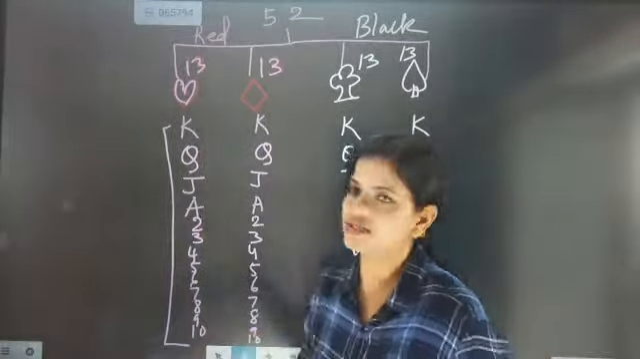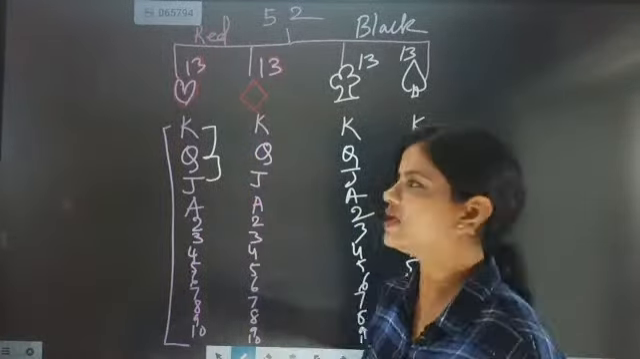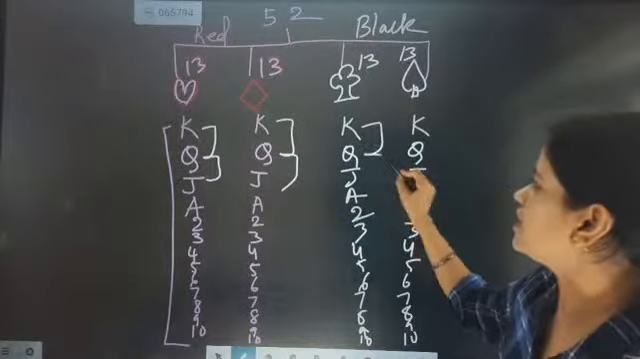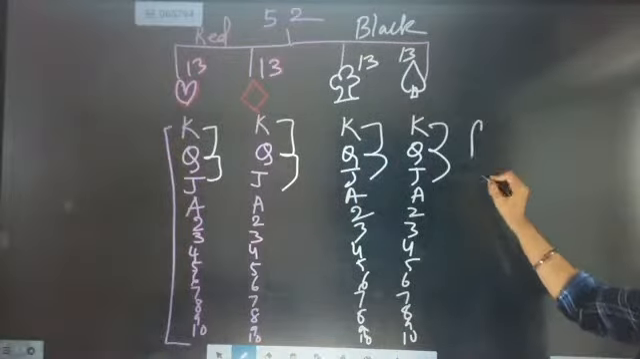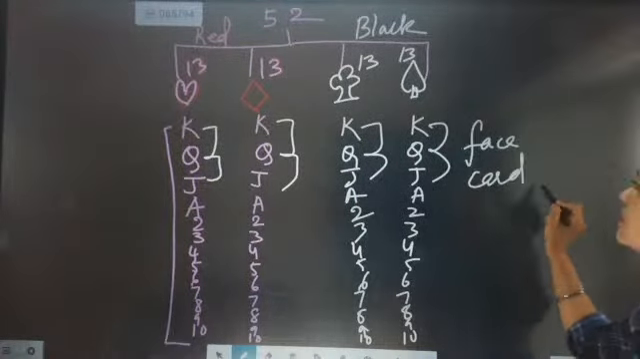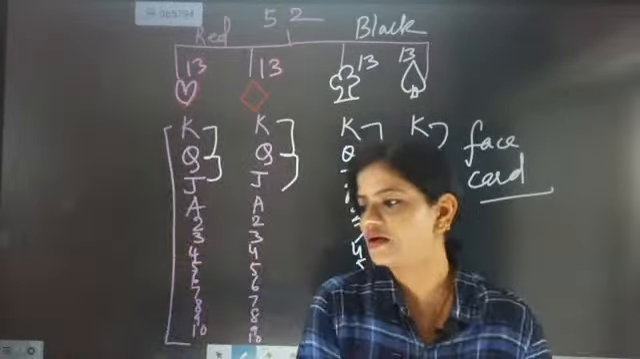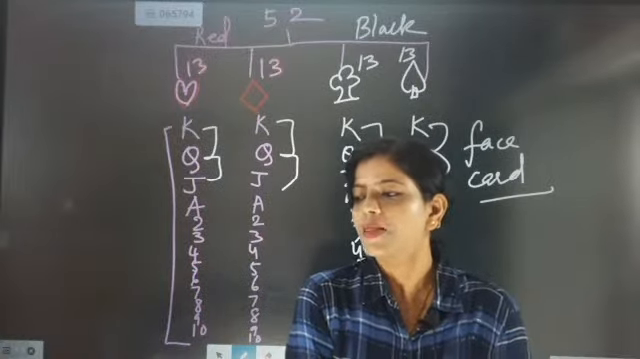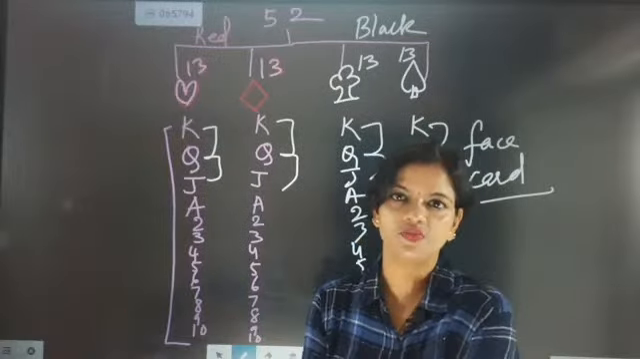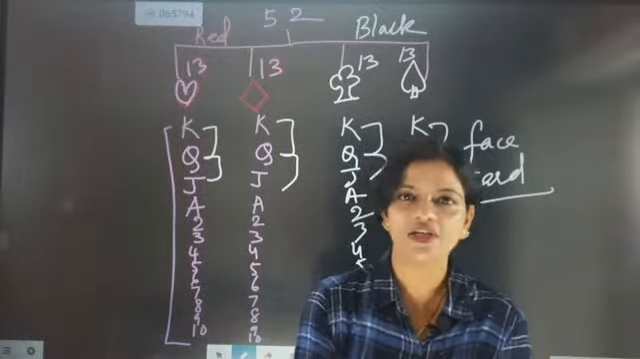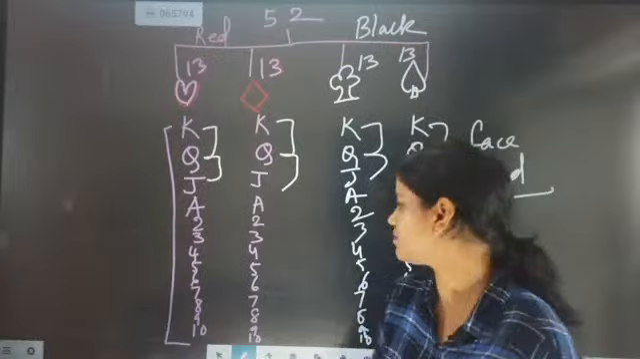Now in this there are faces. K, Q, J, that means king, queen and jack, in each suit. They are called face cards, since they have faces on them. Thank you, Mridul. If somebody asks you which cards are called number cards, then these others are number cards.